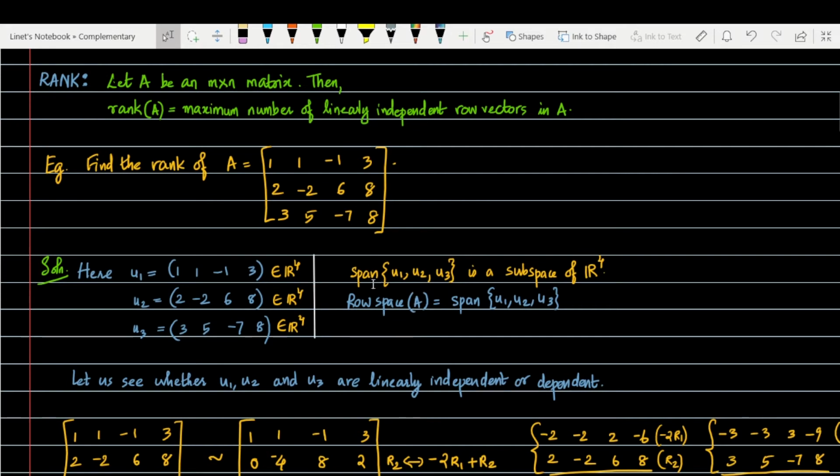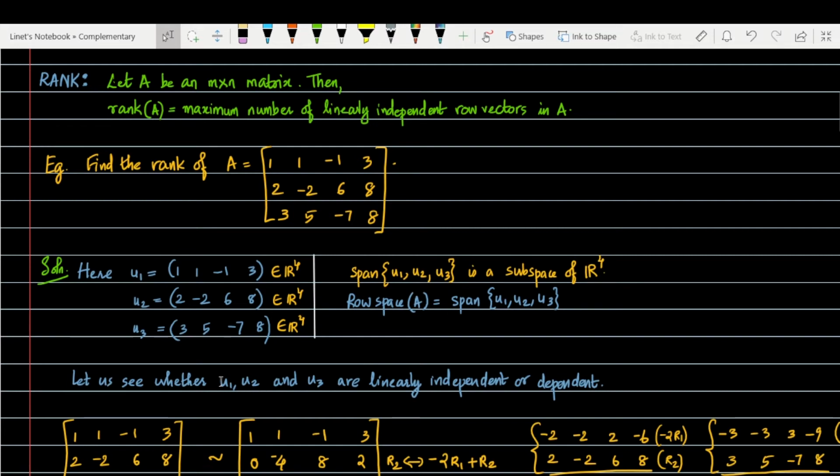As we have said, the span of these three elements u1, u2, u3 in R4 can be taken, and that span is a subspace of R4. Such a subspace is called the row space of A. The row space of a matrix is nothing but the span of all its rows, so if you take the span of the three rows, we get the row space of A.